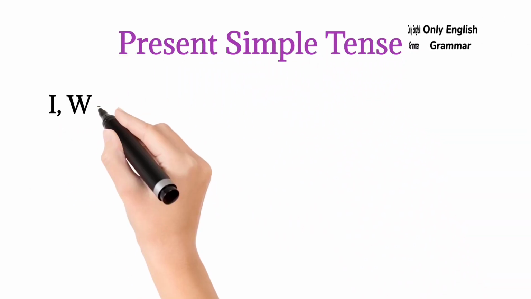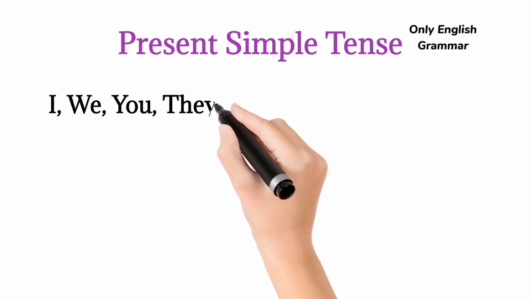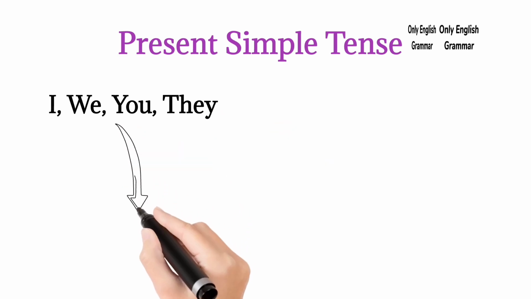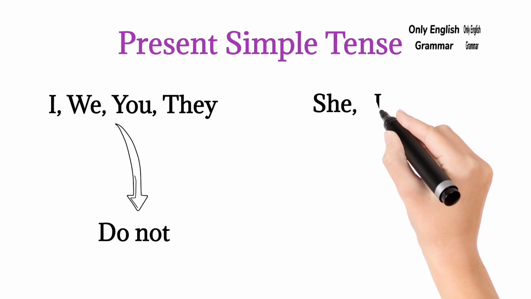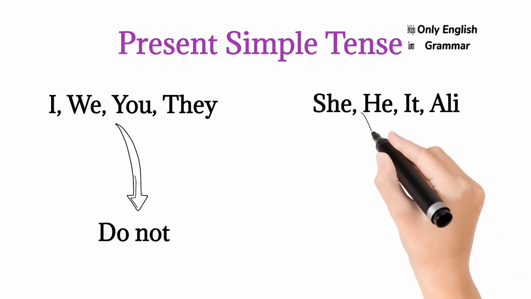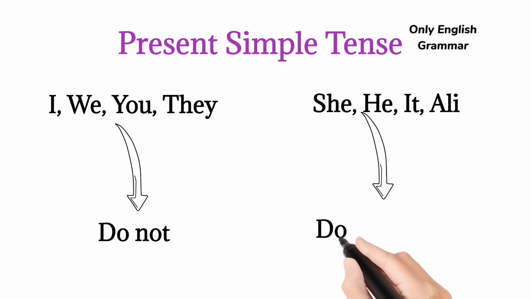Here are the helping verbs used with subjects in the present simple tense. I, we, you, they will be followed by the helping verb do. He, she, it, and singular nouns will be followed by does.